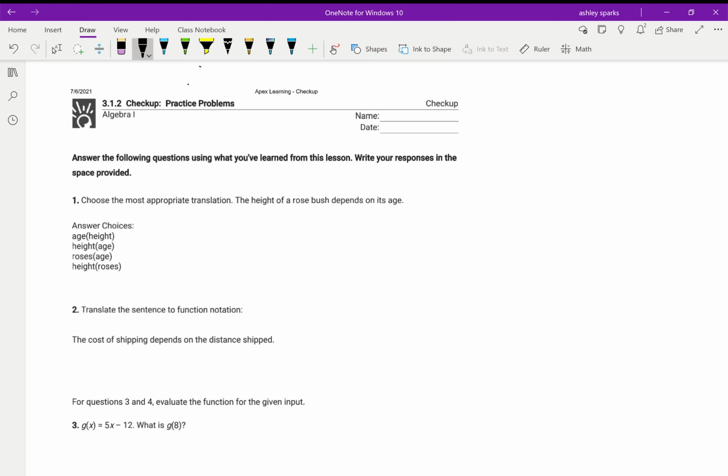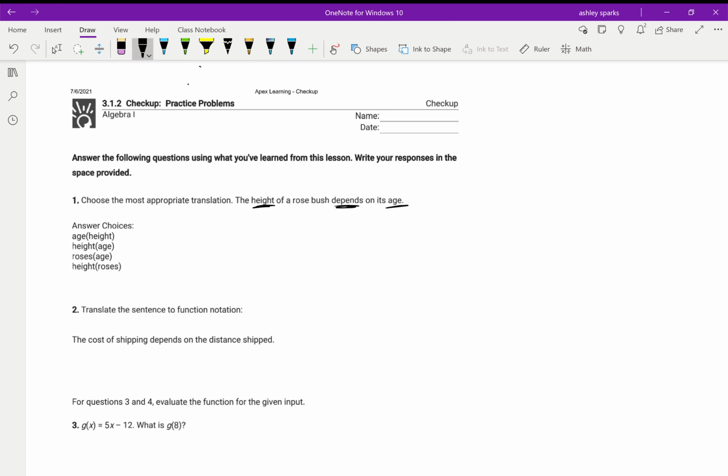It's trying to kind of make algebra into actually some words so you understand why we're doing things. So for example, it says choose the most appropriate translation for the following sentence. The height of a rose bush depends on its age. So what this is saying is if we wanted to graph the growth of a rosebud, we'd probably want to know its age. So the way I would think about this is height. Height is depending on something. What is it depending on?